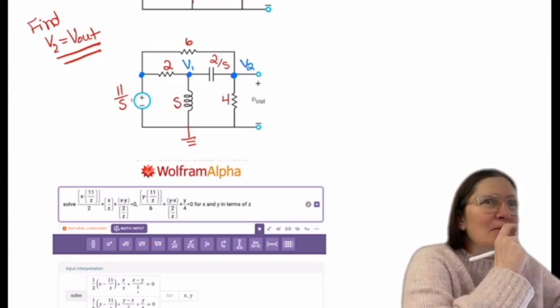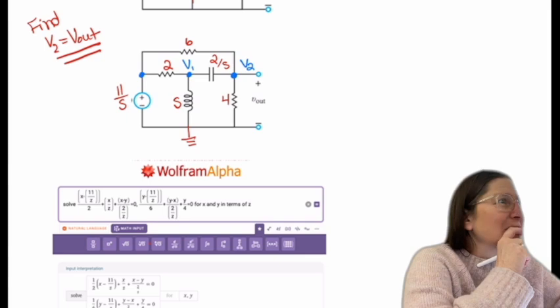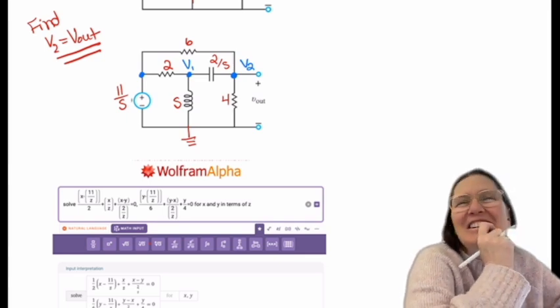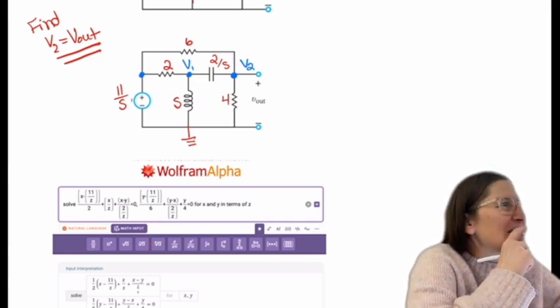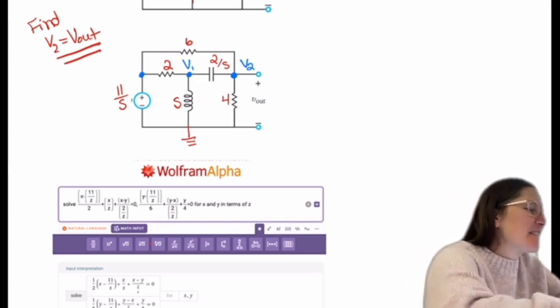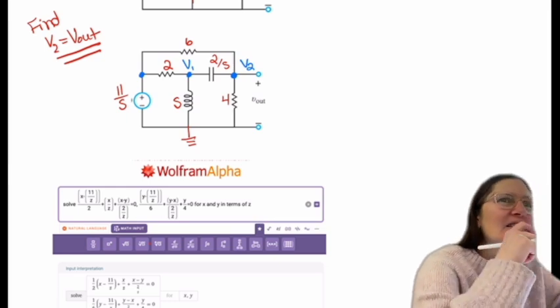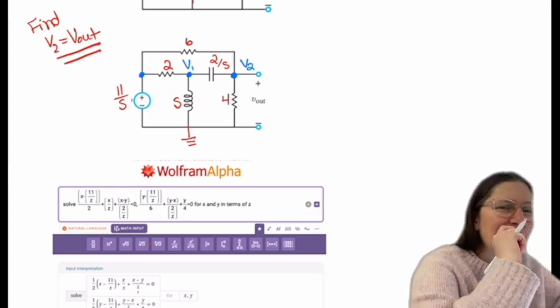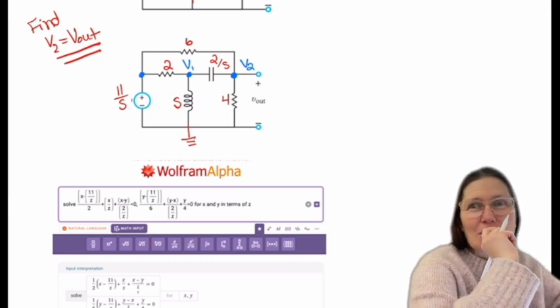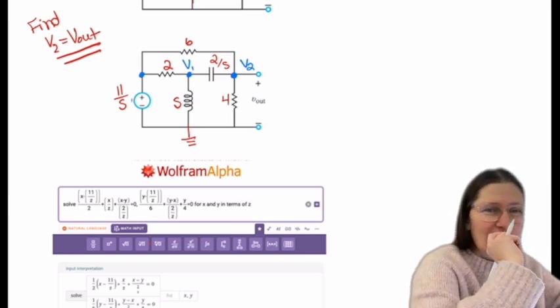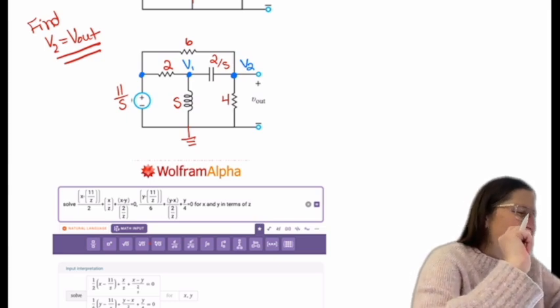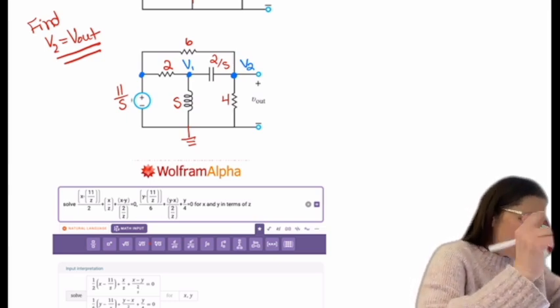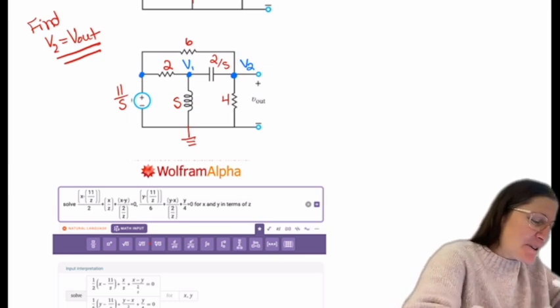Anybody get any answers yet? I'm still working on finding V2. Do I have to make it all clean? I'm pretty sure you do. So let's get the equation sets first, see if everybody's on the right track with the equations.